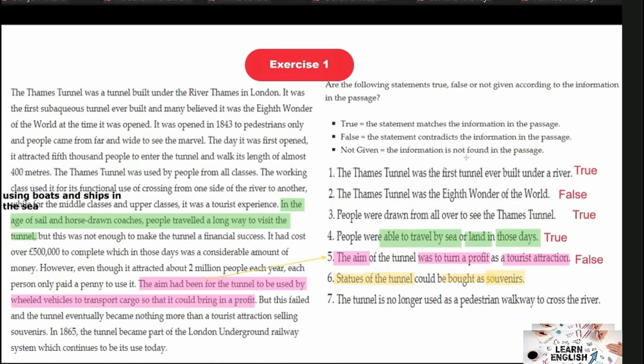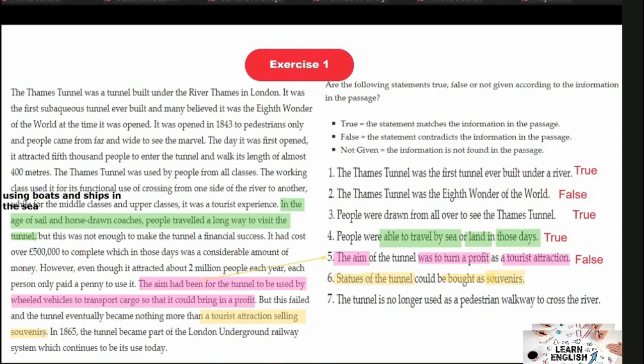Hello? Yes? Okay, sir. Number 6 is not given because in the next line, it actually says the place is used for tourist attractions selling souvenirs. It doesn't say that it is selling the statue of the tunnel. But we have souvenirs here, and some people are going to say, yes, we have the word souvenirs here, so it is correct. But the question is the statue of the tunnel.